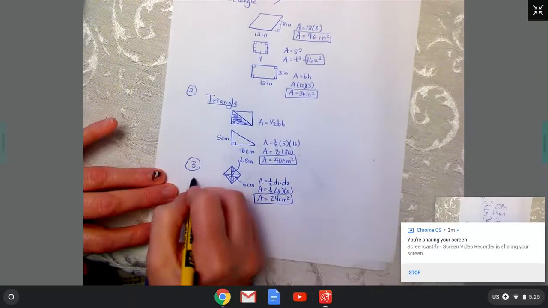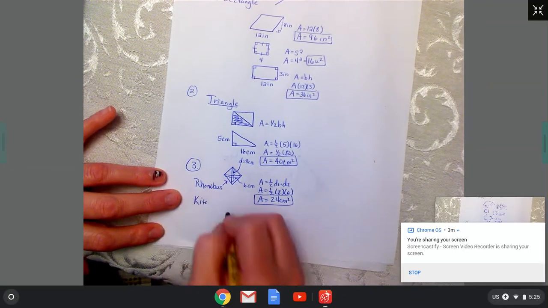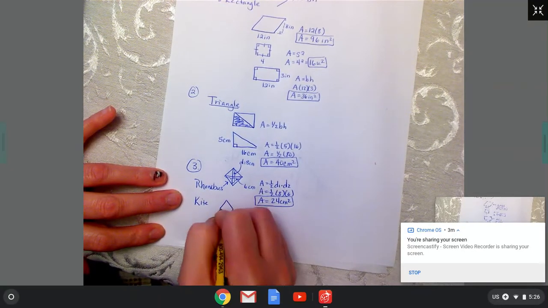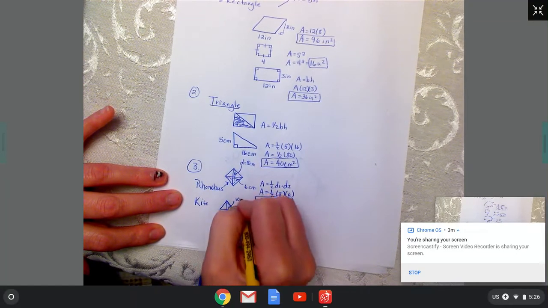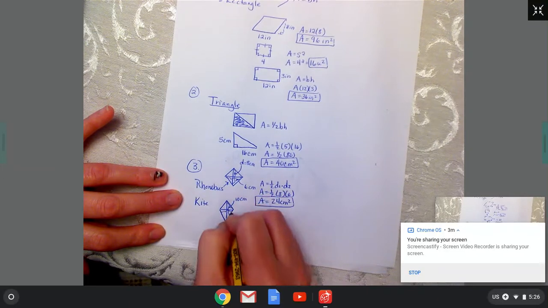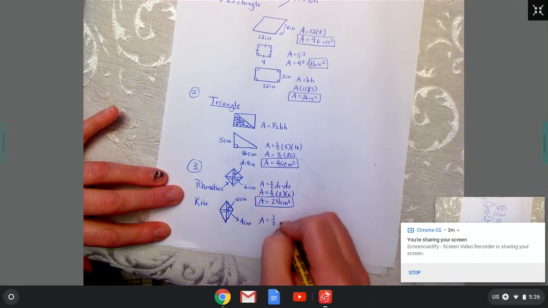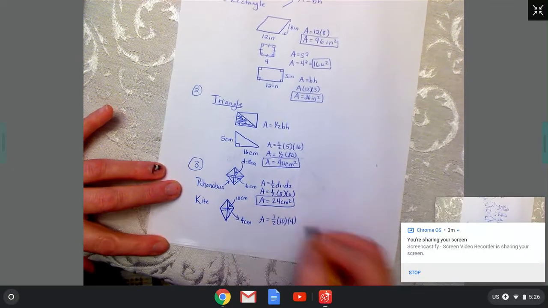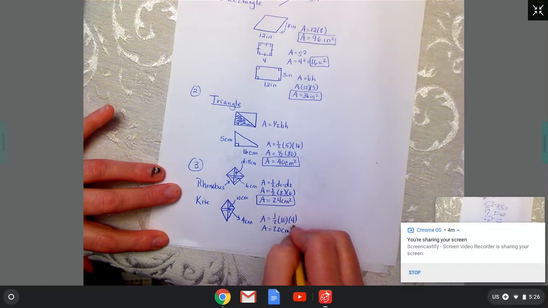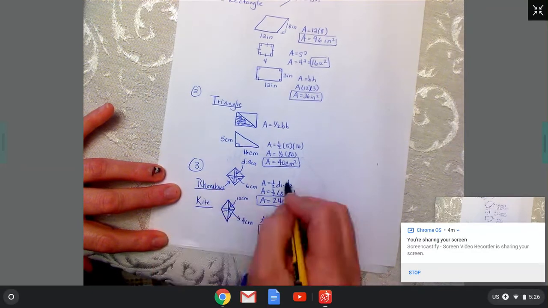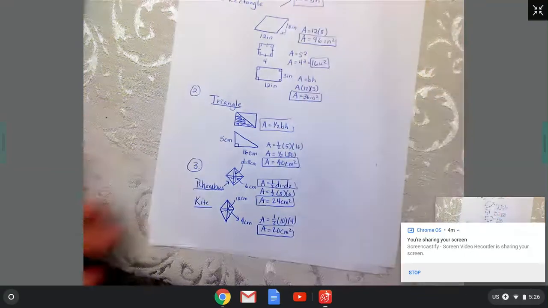Okay, and that works for the rhombus, which is this one, and it works for the kite. So for the kite, if they tell you this diagonal is 10, and maybe this one here is 4, area would be 1/2 diagonal 1 times diagonal 2, and then half of 40 is 20 centimeters squared. Okay, so those are the formulas that we use and the way to do them.